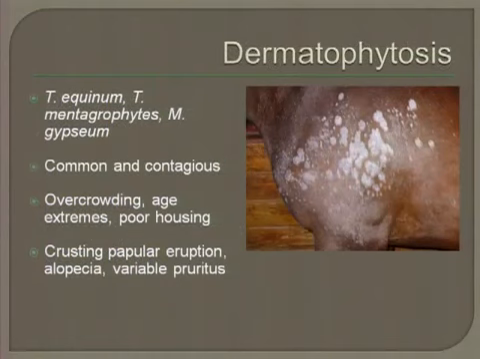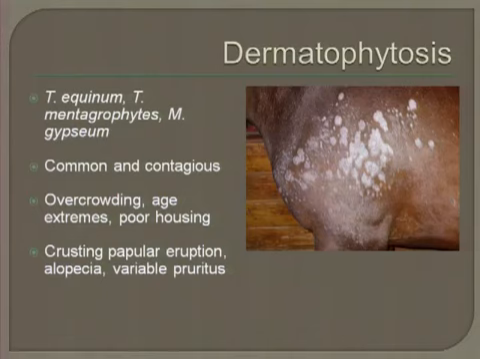So dermatophytosis. The 3 species of utmost importance in the horse are Trichophyton equinum, Trichophyton mentagrophytes, and Microsporum gypseum. And dermatophytosis in the horse is common, and it is, of course, contagious. Just like in cats, it tends to be more of a problem in animals that are either very young or very old. It's also aided by overcrowding and poor housing.